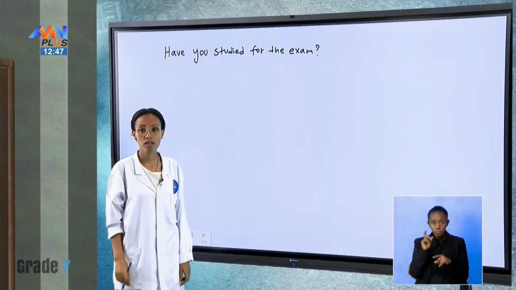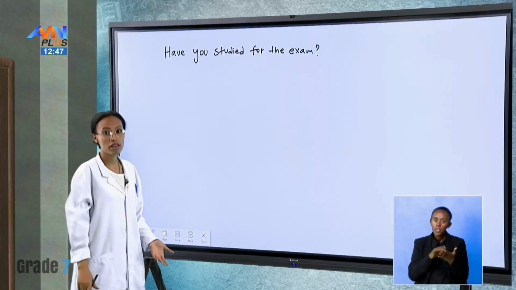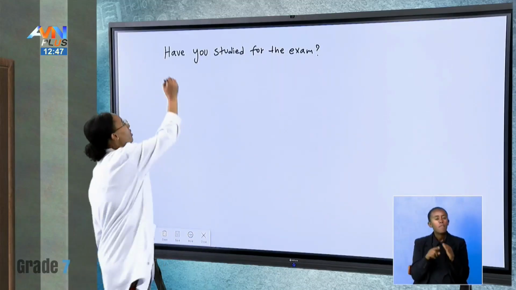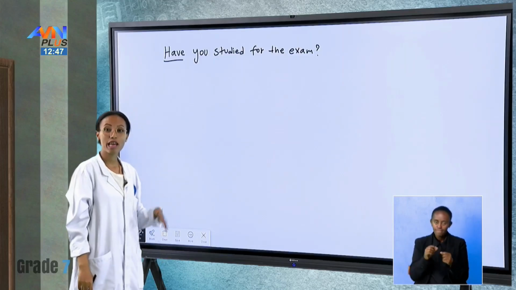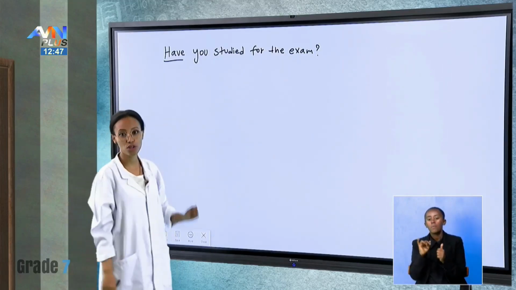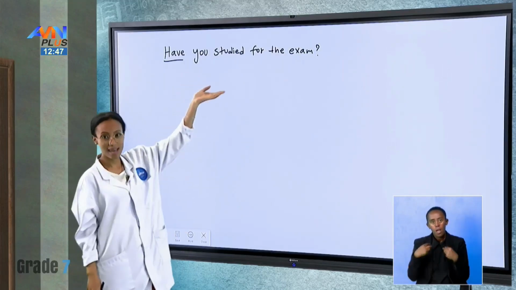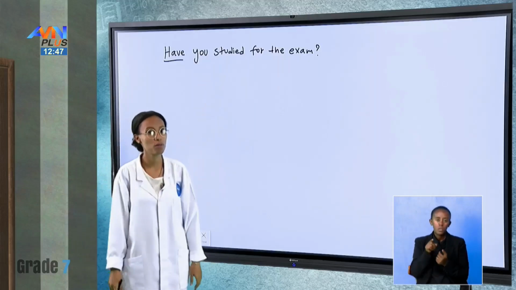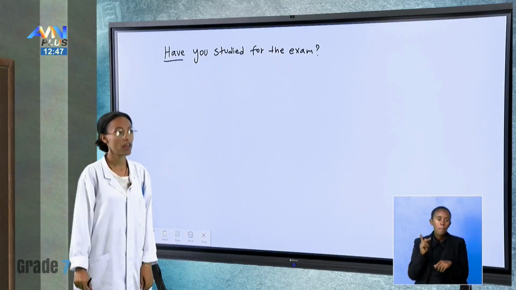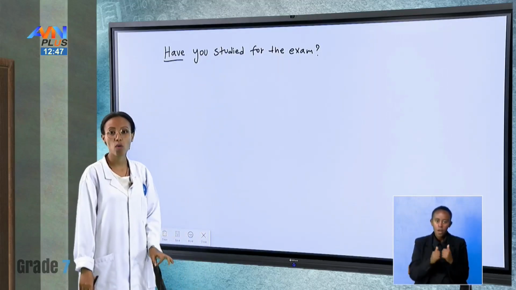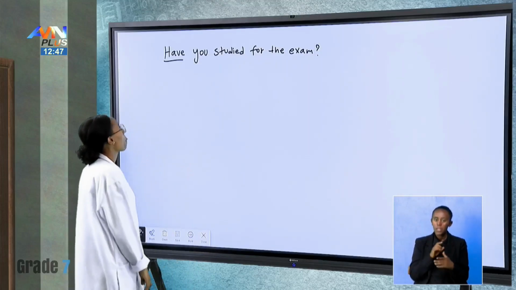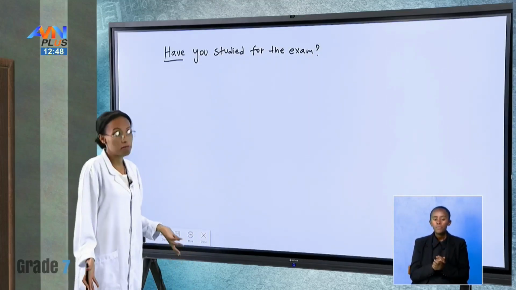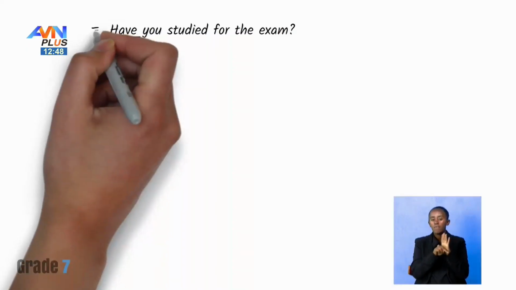So if you see here, what comes first? The auxiliary verb have comes first, and then it is followed by the subject, you. Have you studied, and then you have your verb, which is the past participle form. This is how you form a question when you are using the present perfect tense. And what about if it's a negative sentence? Let's say a negative sentence.